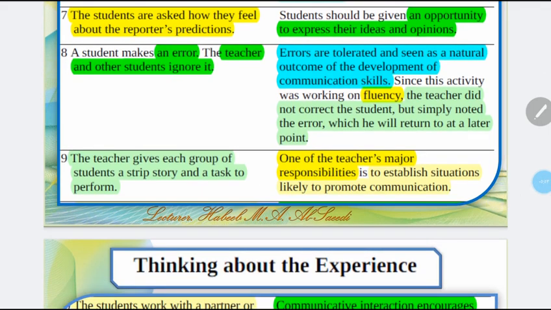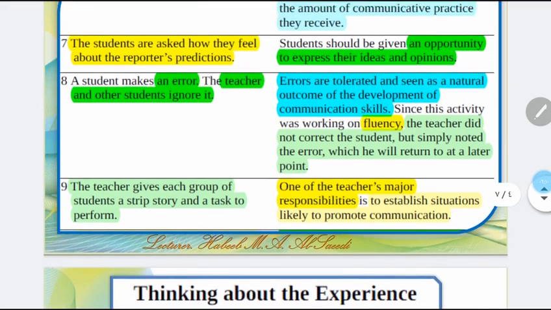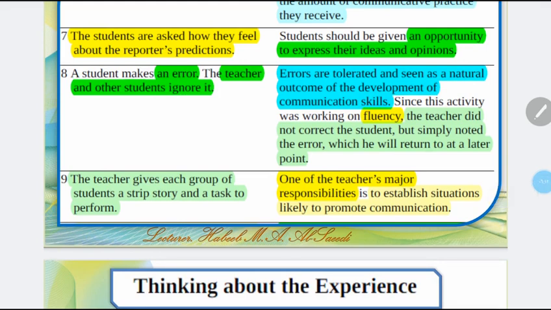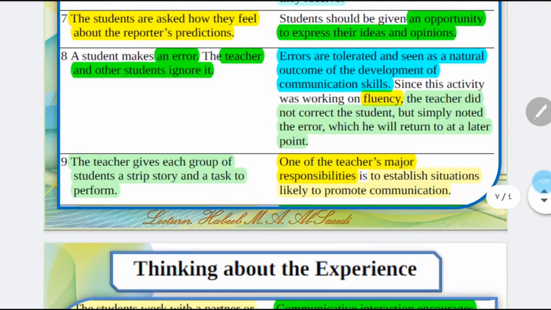Number 8, a student makes an error and the teacher and the other students ignore it. Errors are tolerated because they are seen as a natural outcome of the development of communication skills. It's important here to remind ourselves that fluency is more important than accuracy, so the teacher and the other students ignore the errors. The teacher notes these errors and will come back to them later, at the end of the activity.